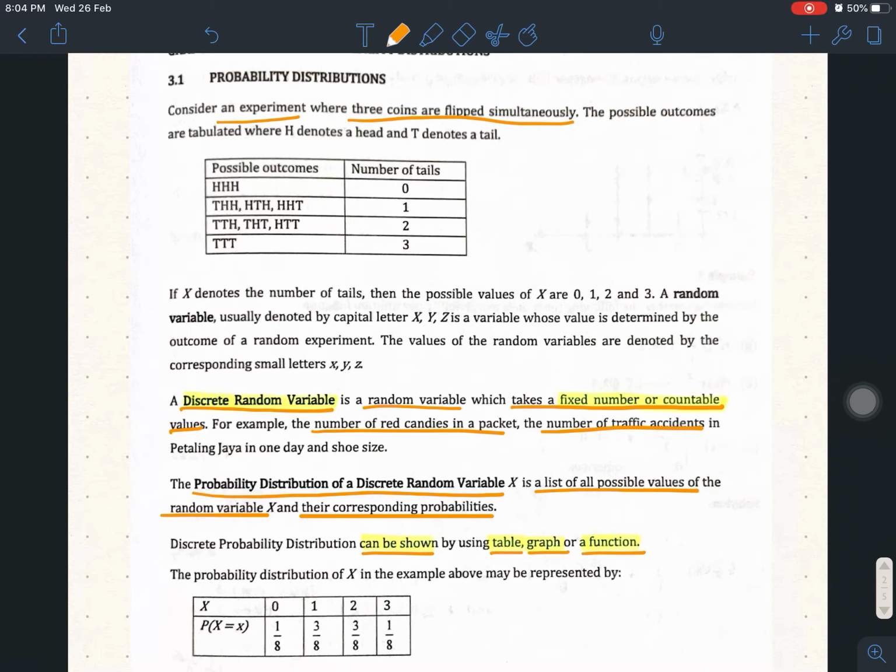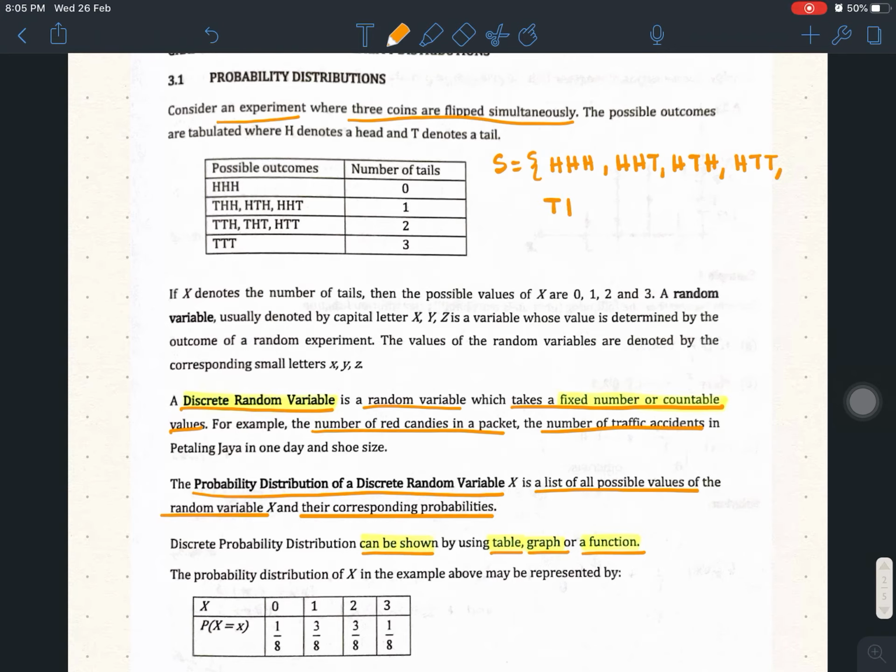If you flip 3 coins simultaneously, your sample space should have whether you get a head, head, head, and then head, head, tail, and then head, tail, head. What else? Or whether you get head, tail, tail. Again, if you cannot list it out, you have to imagine a tree diagram or draw your tree diagram. What else can you have?